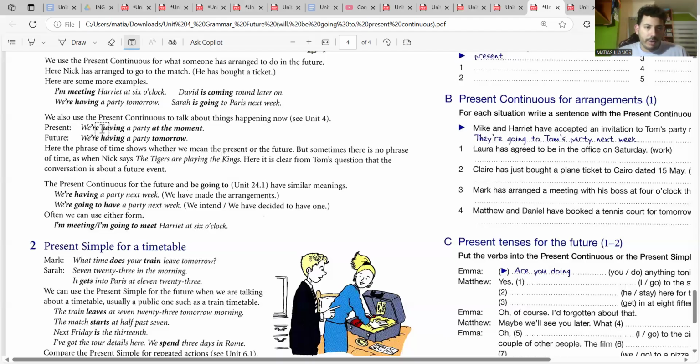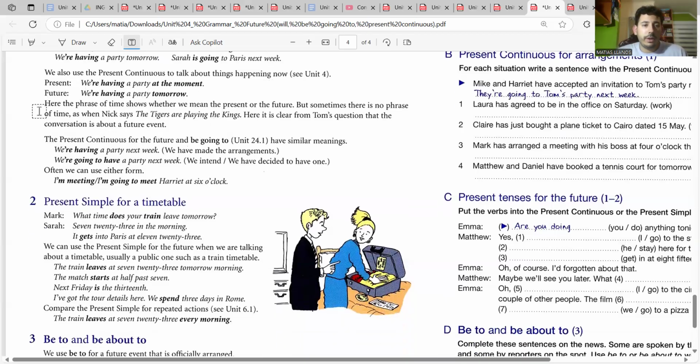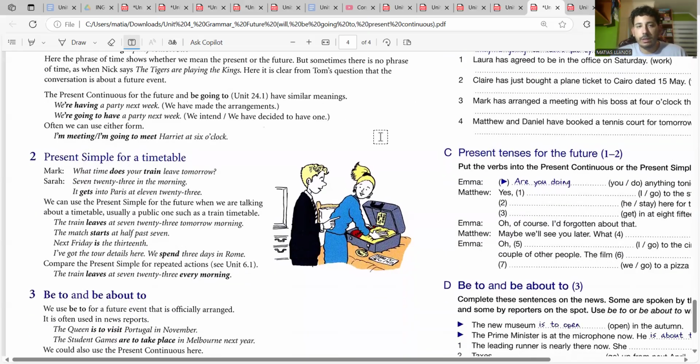For example, present: we're having a party at the moment. Future: we're having a party tomorrow. We could also say we're having a party from now to tomorrow, in a period of time, it doesn't matter. Here the phrase of time shows whether we mean the present or the future, but sometimes there is no phrase of time. As when Nick says, the Tigers are playing the Kings. Here it's clear from Tom's question that the conversation is about a future event.